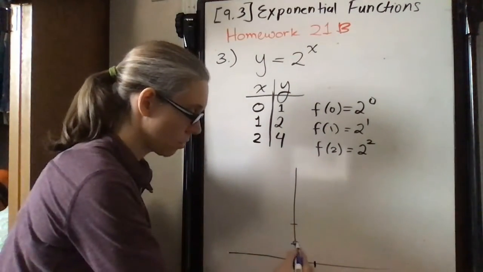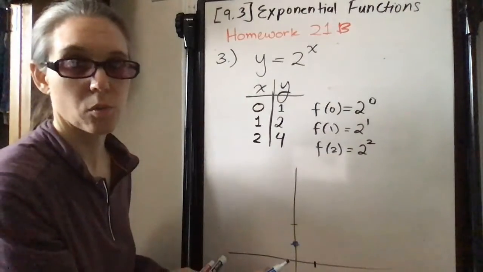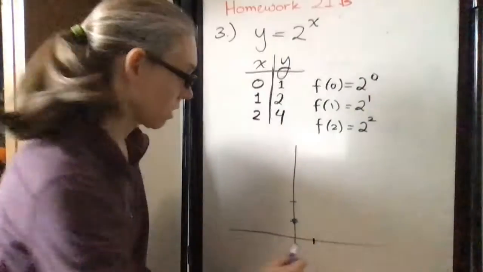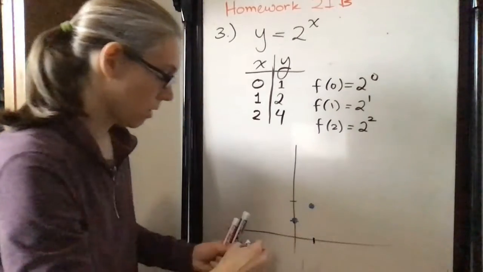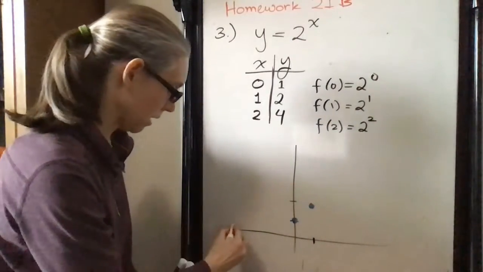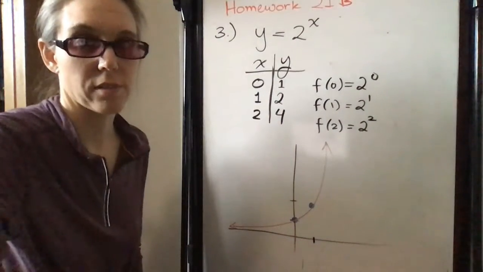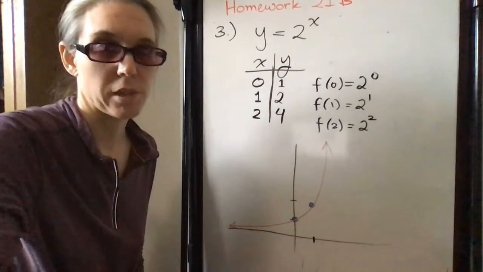Graph the point 0, 1, and then you graph just one other point. I might graph 1, 2. If I graph 1, 2, the curve on MyOpenMath will automatically fill in an exponential graph for me. So this one's pretty simple like that.